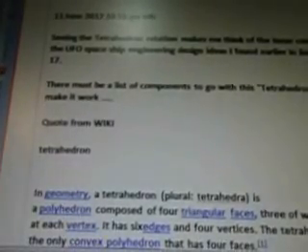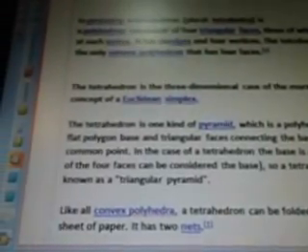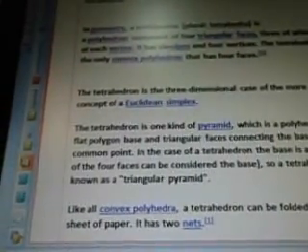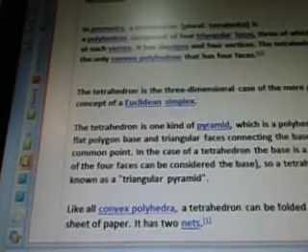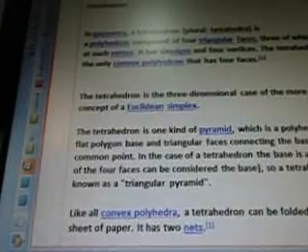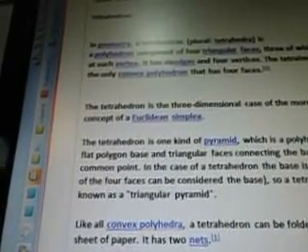Seeing the tetrahedron rotation makes me think of the inner core of the UFO spaceship engineering design ideas I found earlier in lines 1 to 17. There must be a list of components to go with this tetrahedron to make it work. Equation Wiki, tetrahedron: in geometry, a tetrahedron is a polyhedron composed of 4 triangular faces, 3 of which meet at each vertex. It has 6 edges and 4 vertices. Remember the cube, matrix cube? It had 6 and then 4 in the middle.